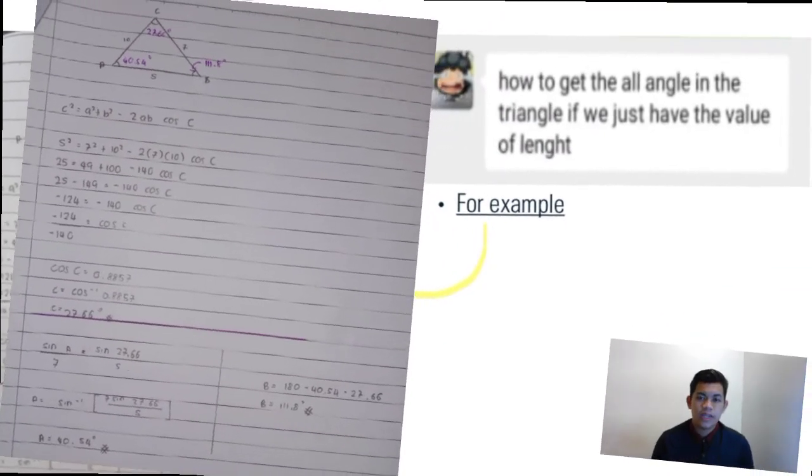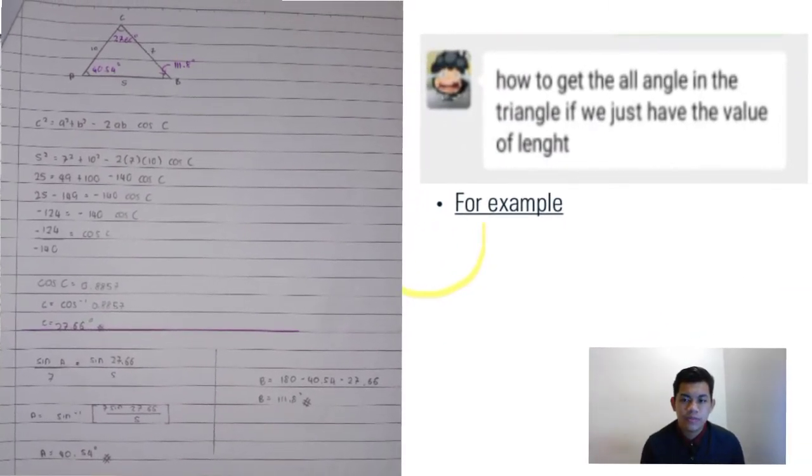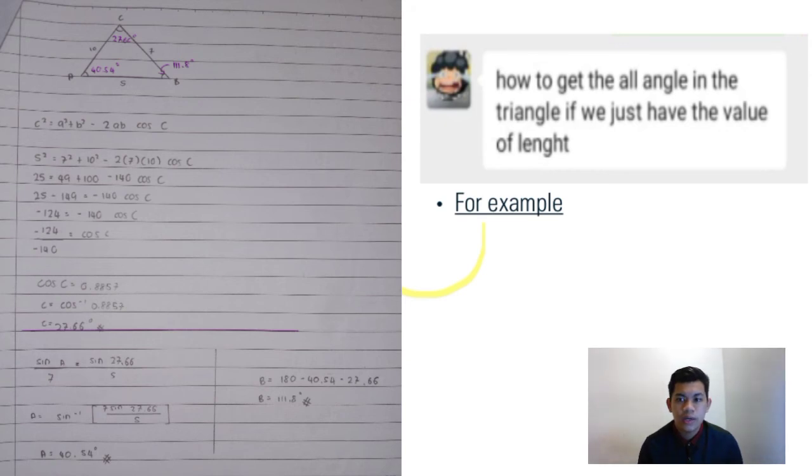Okay, for the third and last question in this group, it is about how to get all the angles in the triangle if we just have the values of the lengths. For the first, you should know all the lengths in the triangle, and for the second, you should know the formulas in this topic. The first formula in this topic is the sine rule, the second is the cosine rule, and the third is the area of a triangle. For the first, we want to search for the angle of C, and we choose the cosine rule formula.